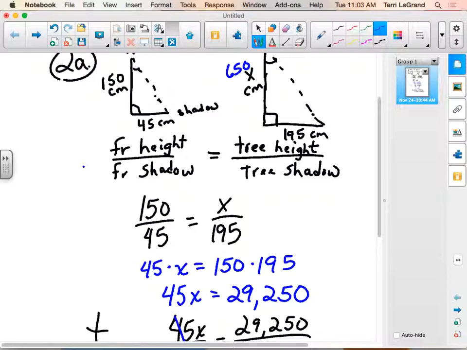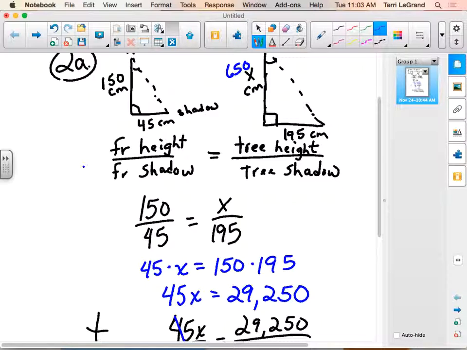Okay, why should the tree be taller than the guy? Are there any trees out in the real world that are not taller than you? We didn't say this was shorter, okay, but what would be one way we would know that this tree is taller than the forest ranger? What would be a way we could know that? Durante? Divide 150 by 45 and 650 by 195.